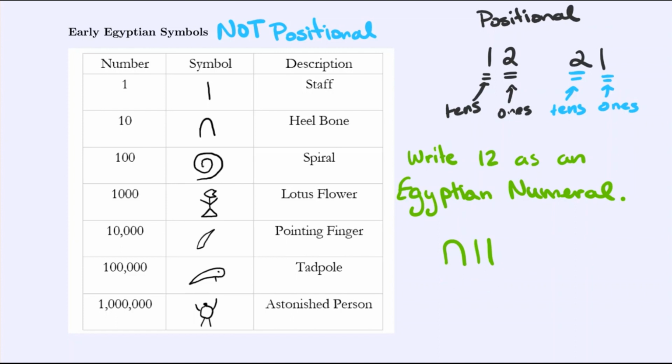So with the Egyptian numerals, if you wanted to express a larger number, you would need to use more symbols. So for instance, if we change our example, and instead of 12, we say, let's now write maybe 156. We know that we need 1 100, 5 tens, and then 6 ones.